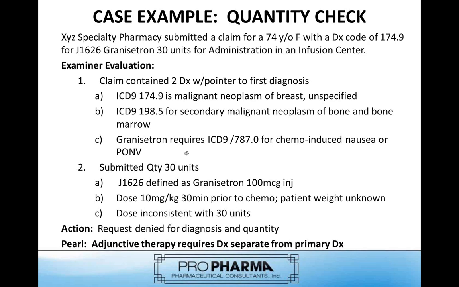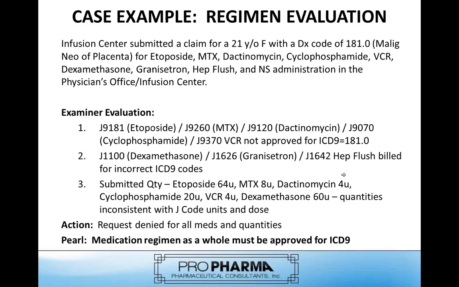But given the benefit of the doubt in that it could have been given for the therapy, then the question was the quantity, and the quantity of 30 units. Once again, in this regard, granisetron, the unit in the J-code is 100 micrograms. The quantity that was submitted was 30. The dose doesn't match to what the 30 units are, and so this claim was denied because of quantity for the granisetron.